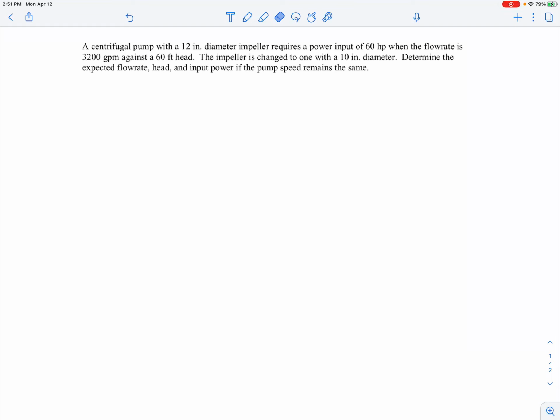In this example, we're told we have a centrifugal pump with a 12-inch diameter impeller. It requires a power input of 60 horsepower when the flow rate's 3,200 gallons per minute against a 60-foot head. The impeller is changed to one with a 10-inch diameter, and we're asked to determine the expected flow rate, head rise, and input power if the pump speed remains the same.